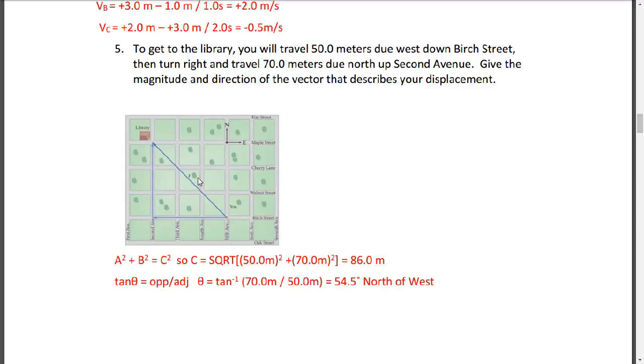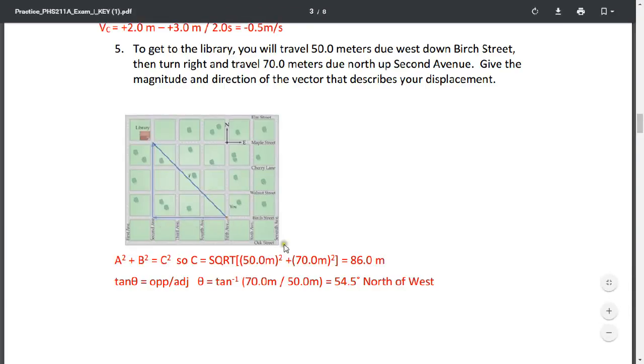And then for direction, an angle with compass reference points. I know the opposite and adjacent values are 70 meters and 50 meters respectively. So inverse tangent of 70 divided by 50 gives me 54.5 degrees. And what I would do is face west and then angle 54.5 degrees north in order to travel the 86 meters to get to the library. So I would describe this as 54.5 degrees north of west.